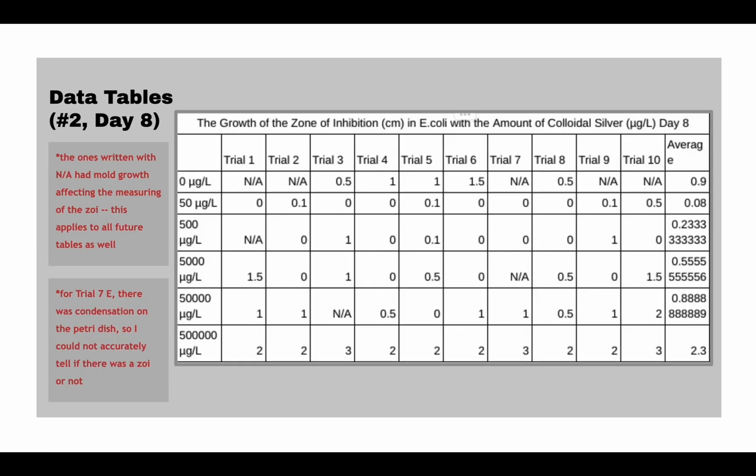And here was number 2. This was day number 8. The ones with Na on them had mold growth affecting the measuring of the zone of inhibition, and this applies mostly to all future tables as well. I will say when it doesn't apply. For trial 7E, there was condensation on the petri dish, so I could not accurately tell if there was a zone of inhibition or not.